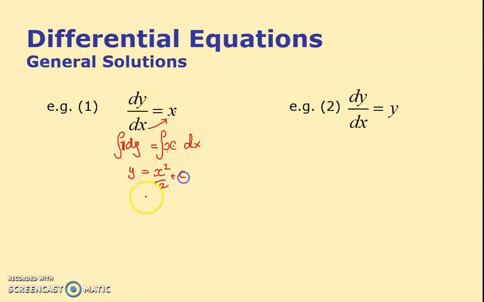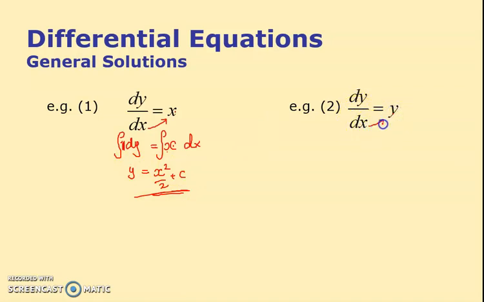Don't forget my constant. Now this time it doesn't give me the initial conditions, it doesn't say it passes through the point 2, 4 or something like this. And so therefore that's as good as I can get. That is my answer.